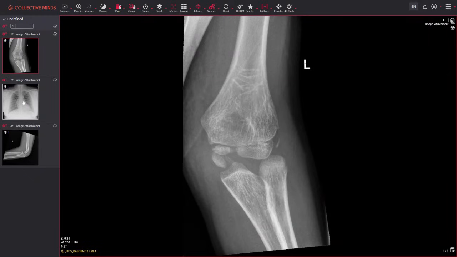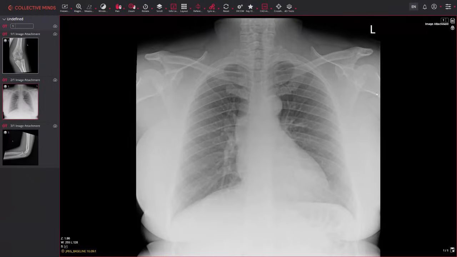Okay, so that's the elbow. So with the chest, it's slightly different. There's more things to consider here, but essentially the main principles, those overarching checks are the same. So we check the ID, the indications.